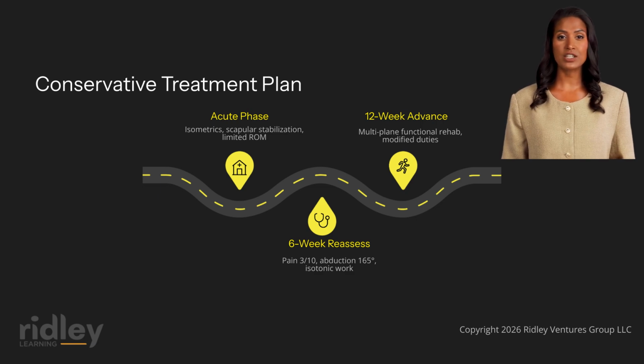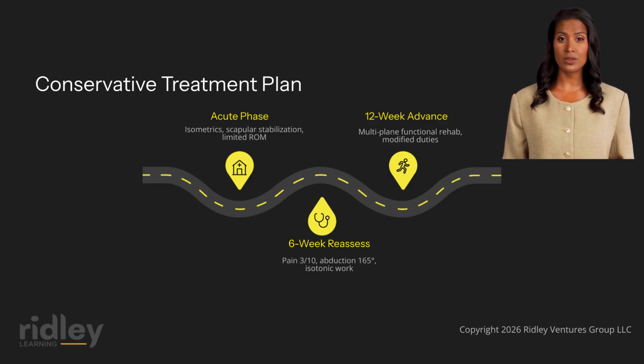At 6-week reassessment, the patient demonstrates significant pain reduction to 3 out of 10 on the NPRS and improved active abduction to 165 degrees. Exercises progress to isotonic strengthening at low resistance and high repetitions, 2 to 3 sets of 10 to 20 repetitions, 3 to 5 times per week, with eccentric exercises added as tolerated, exercising into mild pain of 4 out of 10 or less provided symptoms resolve within 24 hours.